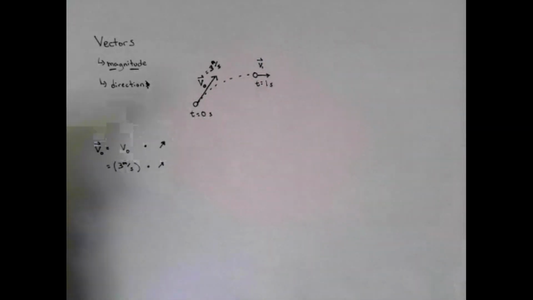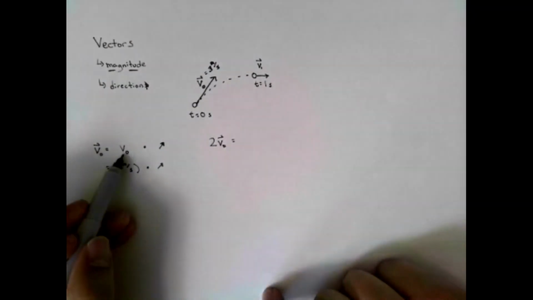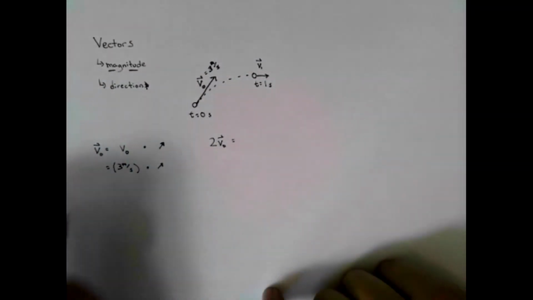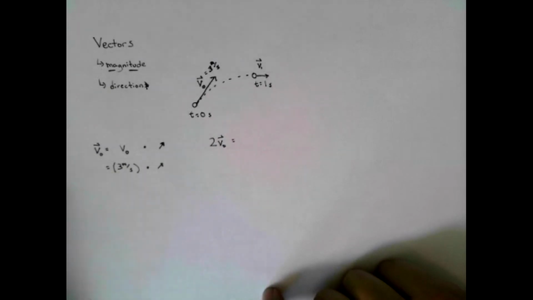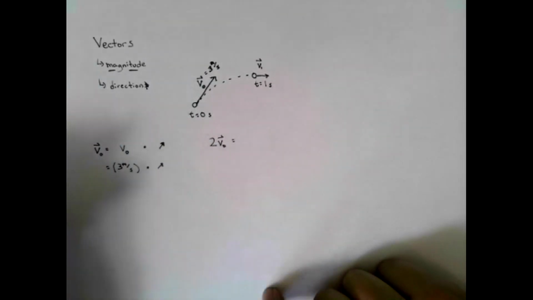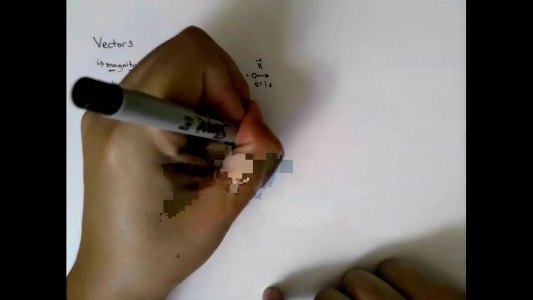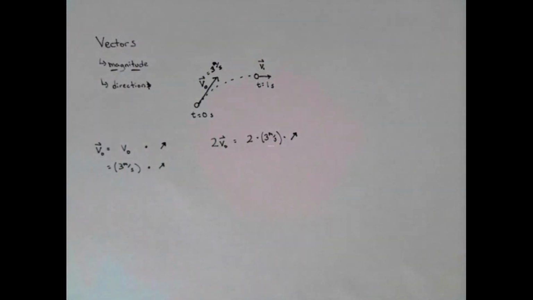So if I multiply 2 times V naught, really all I'm doing is taking V naught and multiplying the scalar value by 2. So it's the same thing as saying if V naught is 3 meters per second in this direction, then 2 times V naught should be equal to 2 times 3 meters per second. But do you also multiply it times the arrow in that case, or is it scalar times scalar? Okay, so you multiply it times all of that. Because you're multiplying it times the entire vector.